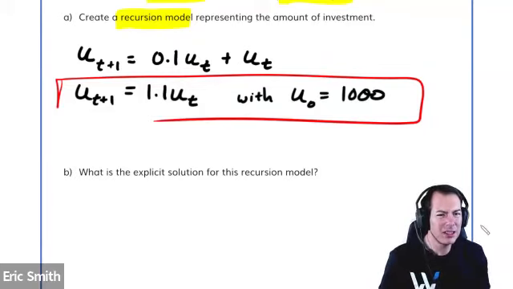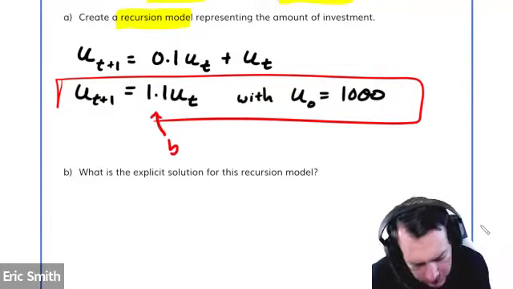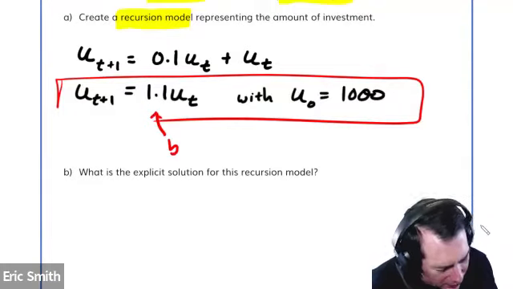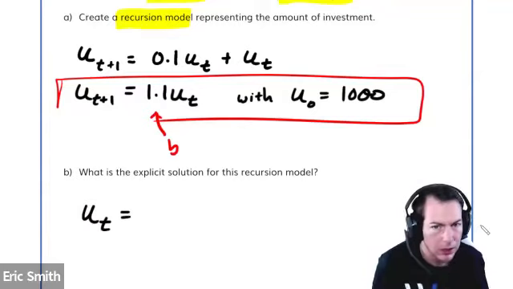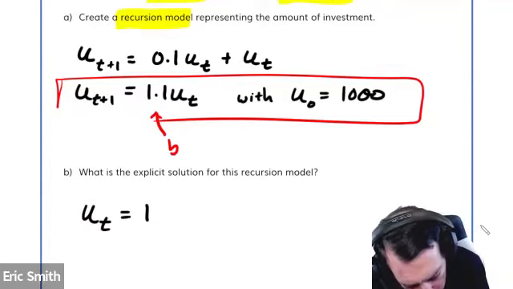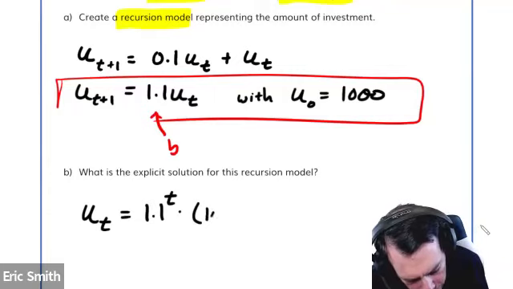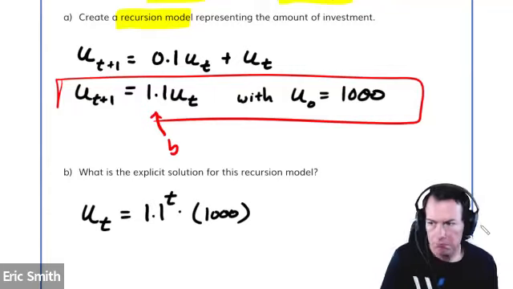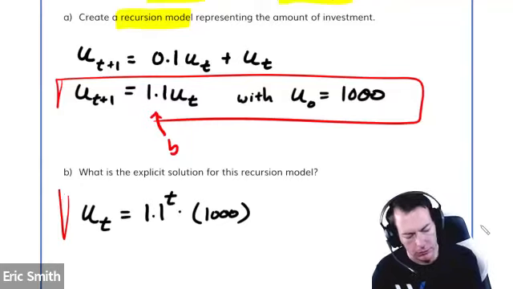So what would this model even look like? Well, if we identify what our b value is, then we can actually just write down that explicit form. So u of t, for whatever year we can think of, would be 1.1 raised to the t power. And then we have our initial amount. This would be multiplied by 1,000. And there we go. That would be our explicit model, or explicit solution for our recursive model.